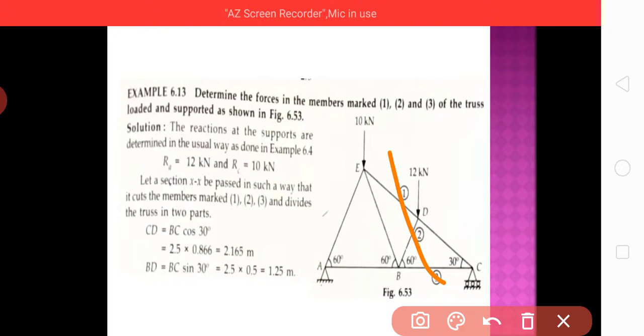Then CD equal to BC cos 30, that is 2.5 into 0.866, that is 2.165, and BD is equal to BC sin 60, that is 1.25.